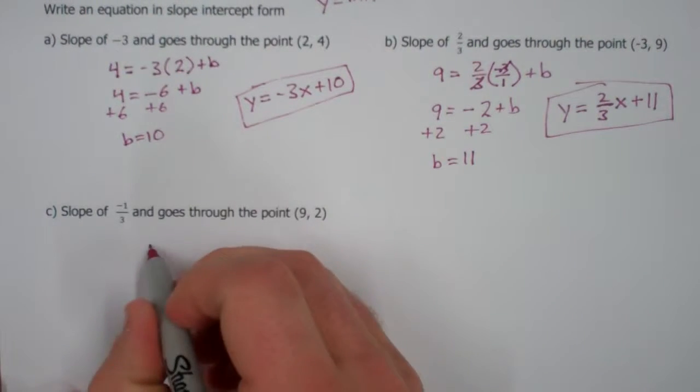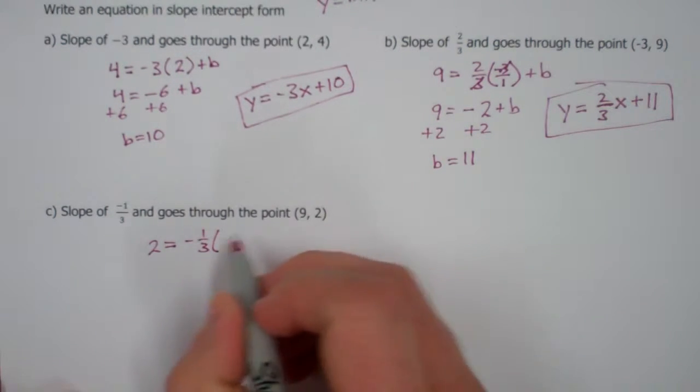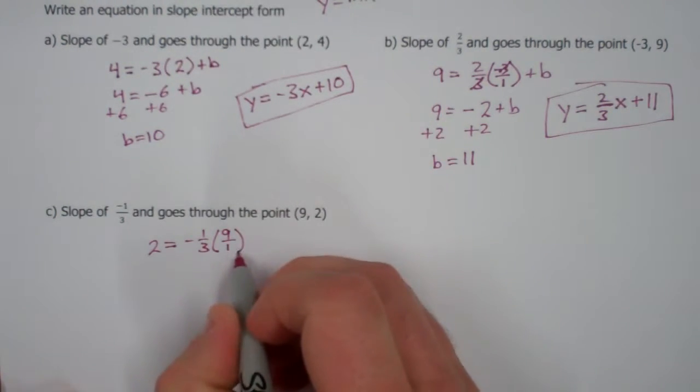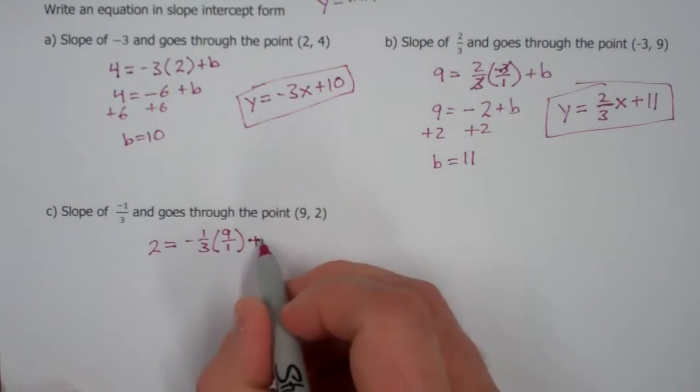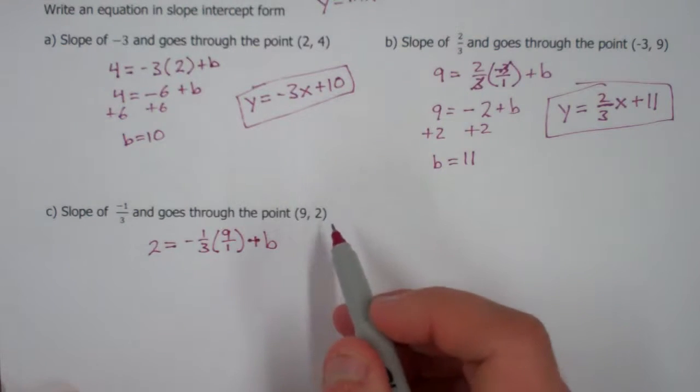Same thing here. Our y is 2. Slope is -1/3. Our x is 9. I'm going to write it as 9 over 1 so we can see how the fraction plays out. And we don't know what b is. And this is not the y-intercept. 9/2 is not even close to the y-axis.